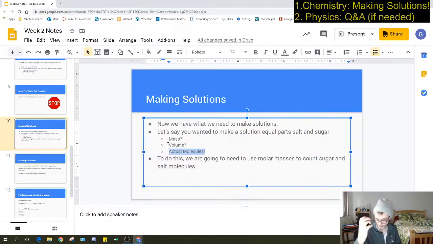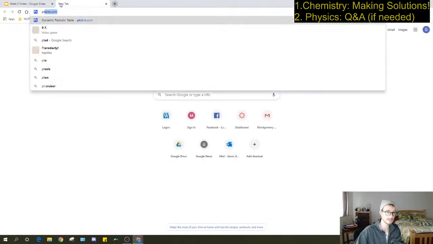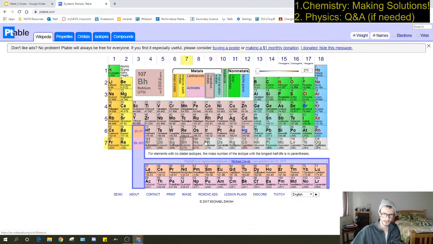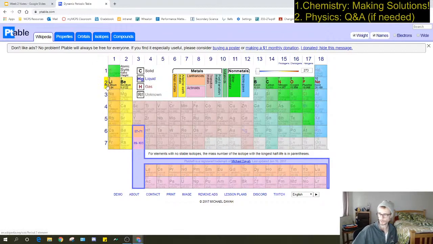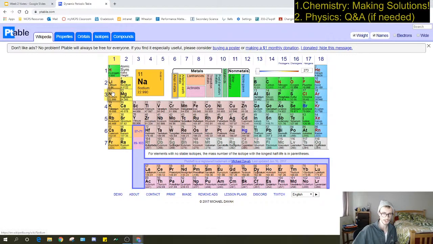Instead, I have to take advantage of the periodic table. So if I go to ptable.com, every single atom has a consistent molar mass, meaning that if I counted up a mole of things, it's always going to weigh the same, with very little exception. So if I took a mole of sodium atoms, it's always going to weigh this number in the bottom right here: 22.99 grams. So 1 mole of sodium, doesn't matter where I got it or how I got it, is going to weigh 22.99 grams.